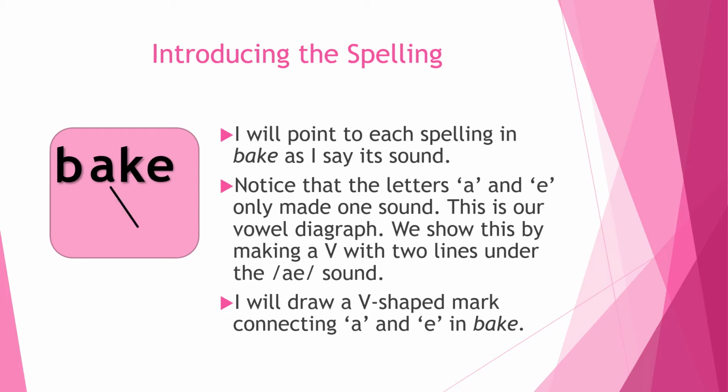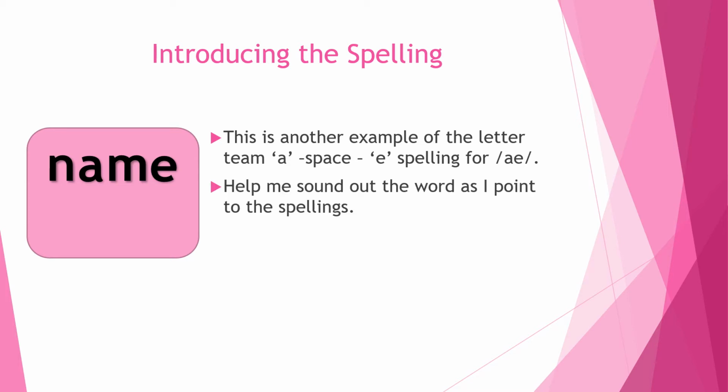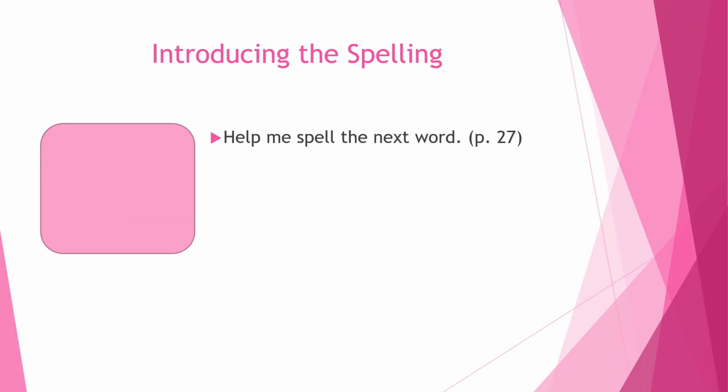There's your line for A, your line for E. Now it says A. This is another example of the letter team A space E spelling for the A sound. Help me sound out the word as I point to the spellings. A, This word is name. Notice that the A and the E only say one sound. So we draw our V shape from the A, our other side from the E, to make the A sound for name. Now it's your turn.